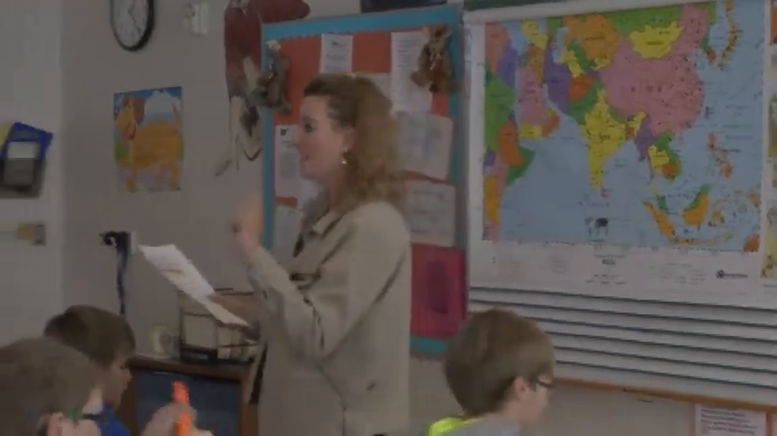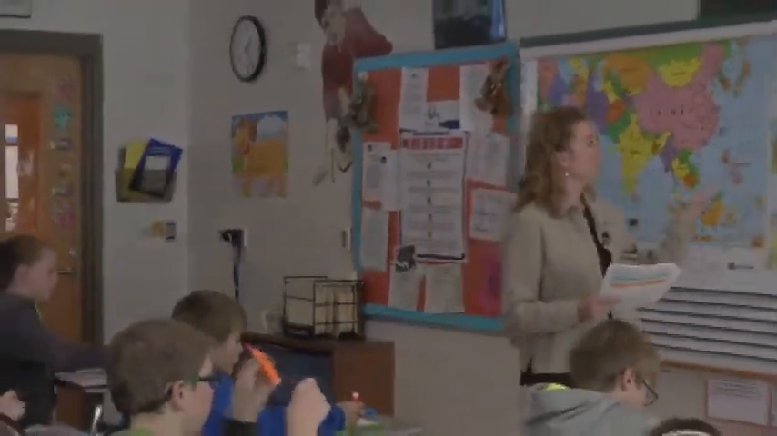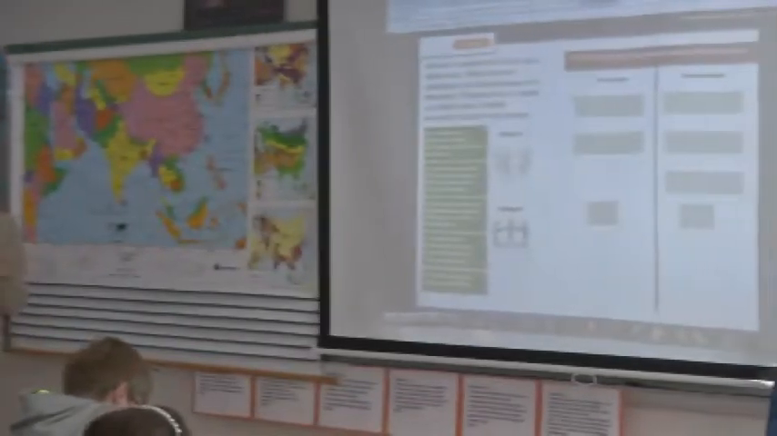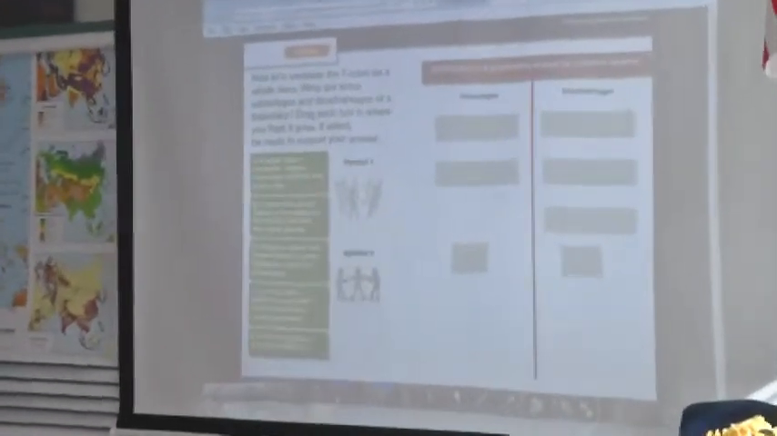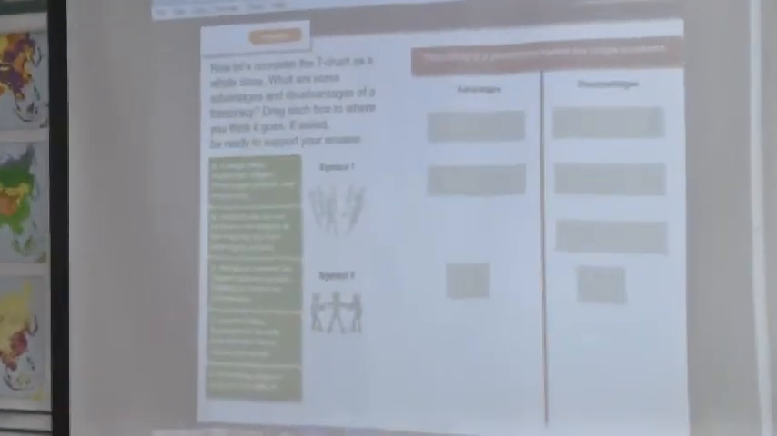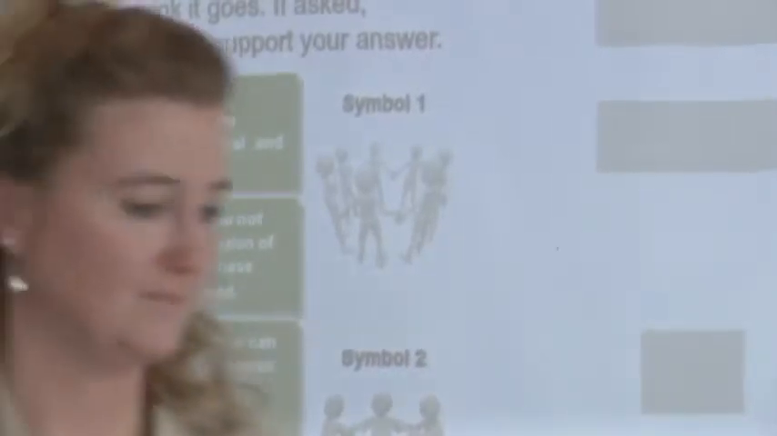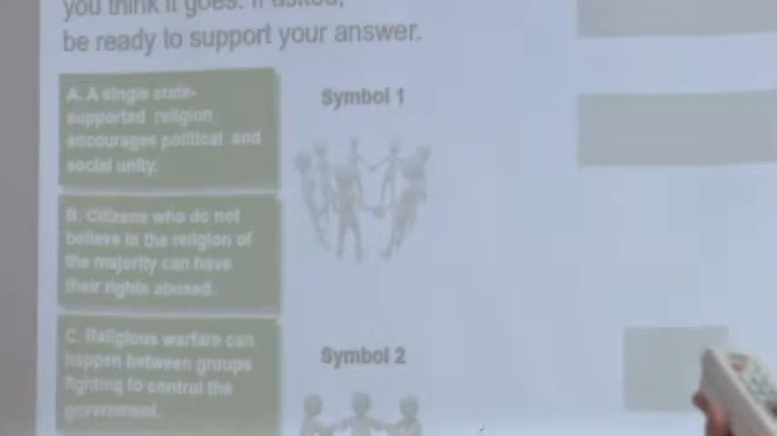Everybody got this? Okay, let's go up here to our T-chart. I want someone to volunteer read A. Kylie, we haven't heard anything from you today. A single state supported religion encouraged political and social unity. All right, is that an advantage or disadvantage? Where are you going to put that? Where are you going to put it, Austin? Advantage. You are going to put it under advantage. You are correct.